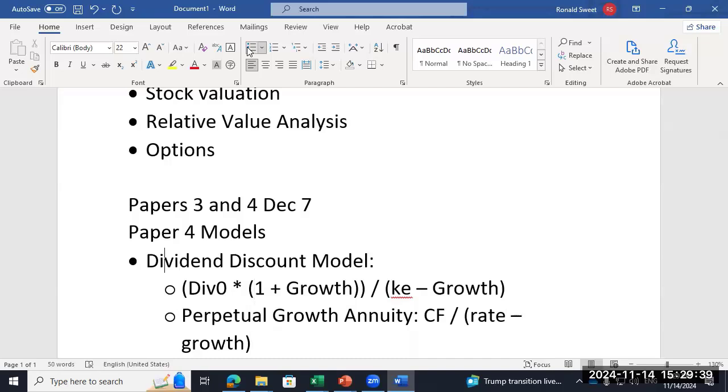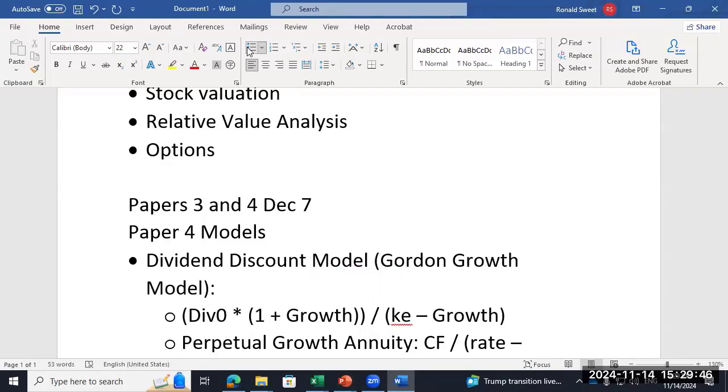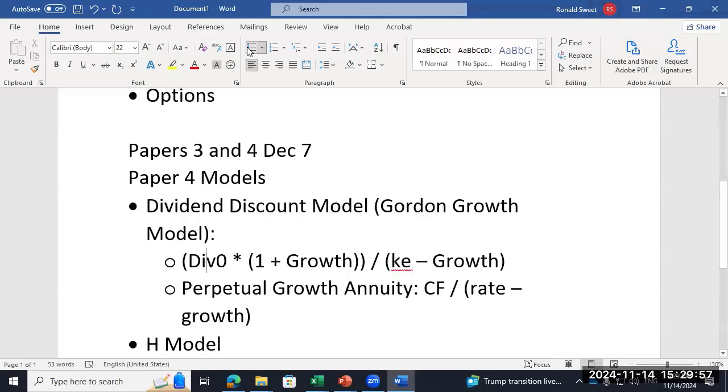I know you've heard this as the Gordon growth model. I don't know who Gordon is and why he'd get credit for something that is so basic. Maybe he's the first one to use it for stocks. I should look him up and see why he's getting credit for something that he didn't invent. Someone else discovered it. Maybe he's the first one to figure out the perpetual growth annuity. So I'll have to look him up and see why he's so famous. But the dividend discount model is a very, very simple model.